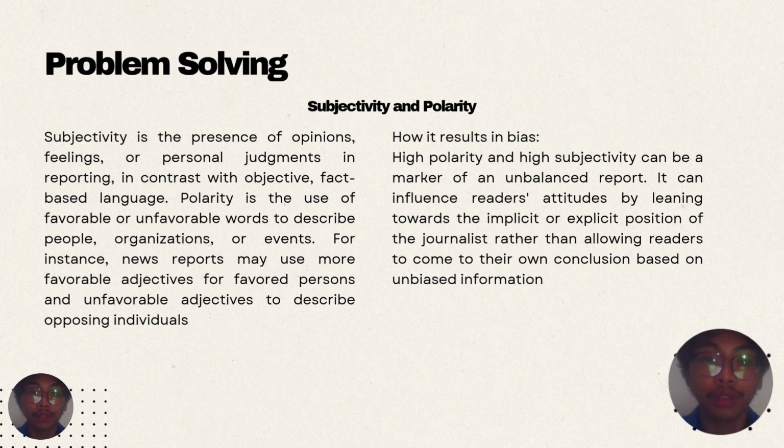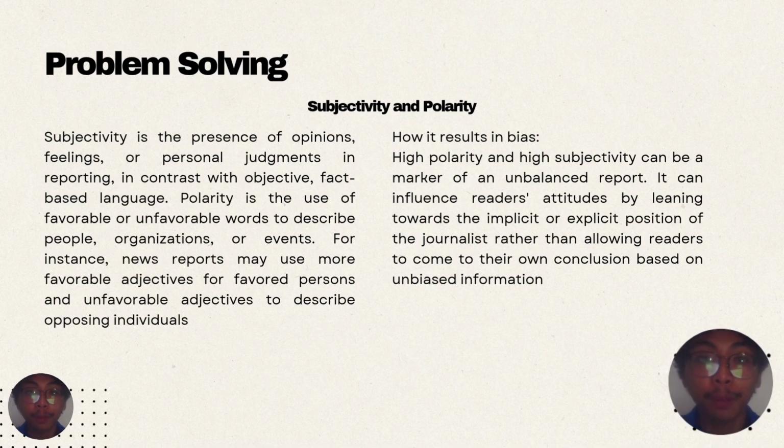The third feature is subjectivity and polarity. Subjectivity is the presence of opinions, feelings, or personal judgment in reporting, in contrast with objective, fact-based language. Polarity is the use of favorable or unfavorable words to describe people, organizations, or events. For instance, a news report may use more favorable adjectives for favored persons and unfavorable adjectives to describe opposing individuals.